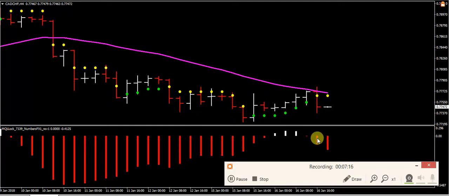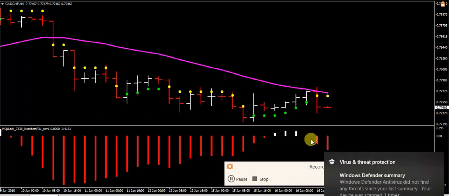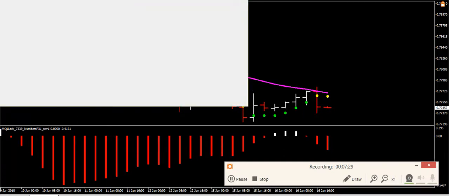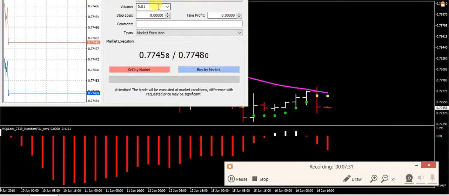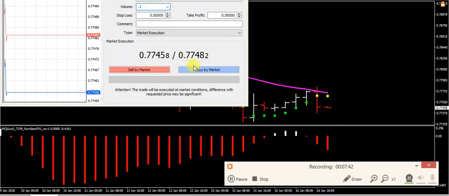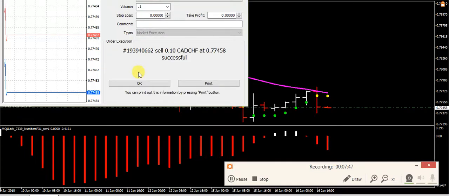We've got our signal here, and we've got our yellow dot. So it's looking good for a sell. So we're going to put one in there. I'm going to make that 0.1 and sell. Okay.